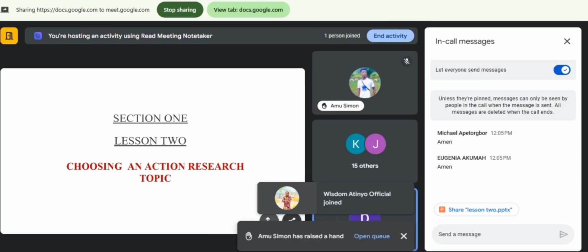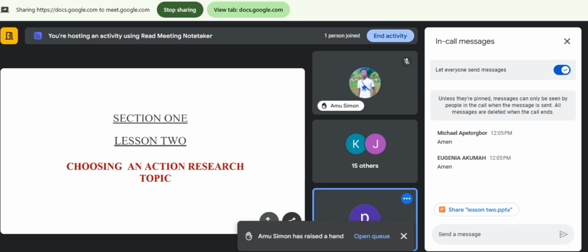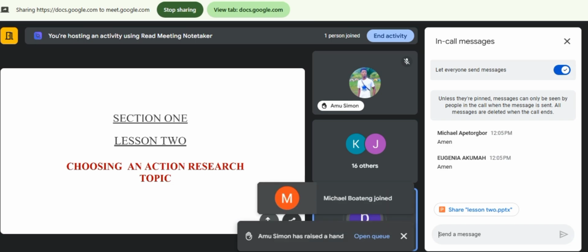So we are still on session one and lesson two, choosing an action research topic. I know most students have problems when it comes to selecting an action research topic.